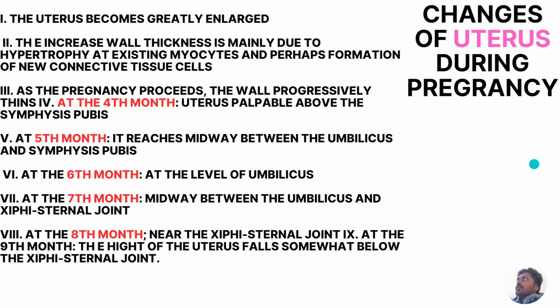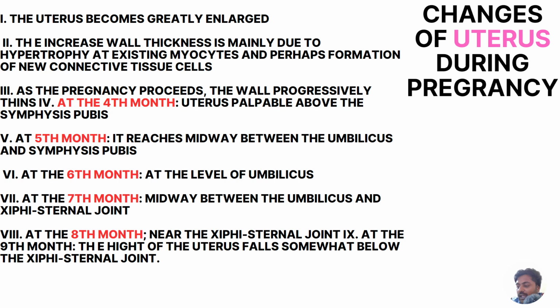These are the changes of the uterus during pregnancy. The uterus becomes greatly enlarged. The increased wall thickness is mainly due to hypertrophy. As pregnancy proceeds, at the fourth month the uterus is palpable above the symphysis pubis. At the fifth month it reaches midway between the umbilicus and symphysis pubis.